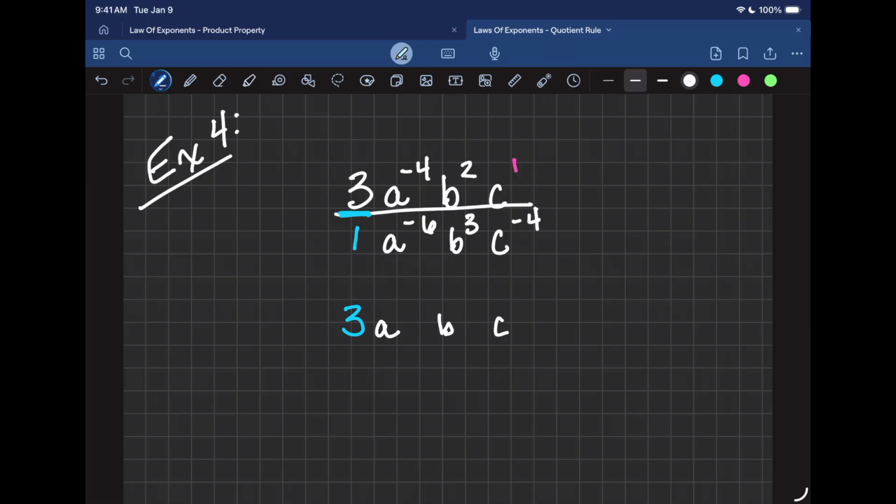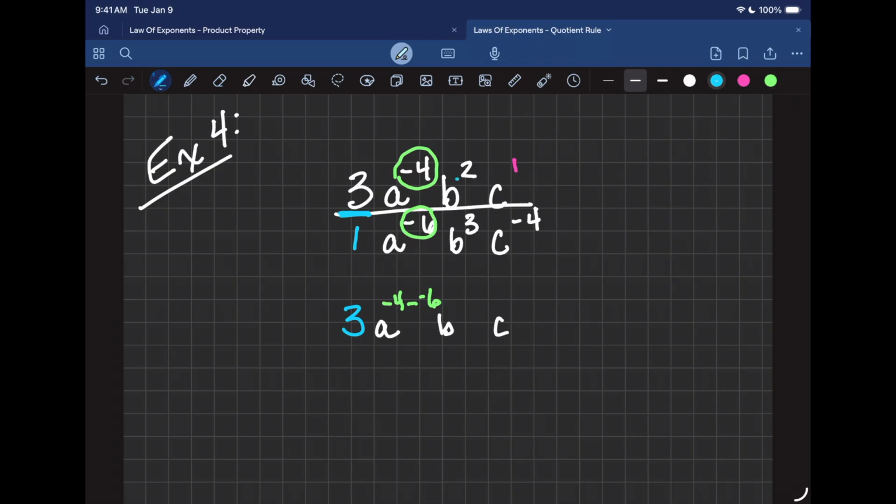And again, we're going to follow the same thing with subtracting our exponents. We always subtract top minus bottom. So here we have negative 4 and negative 6. So I'm going to have negative 4 minus negative 6. So yes, I'm going to have 2 negatives in between the 4 and 6 because I have negatives from the exponents and my process is to subtract.